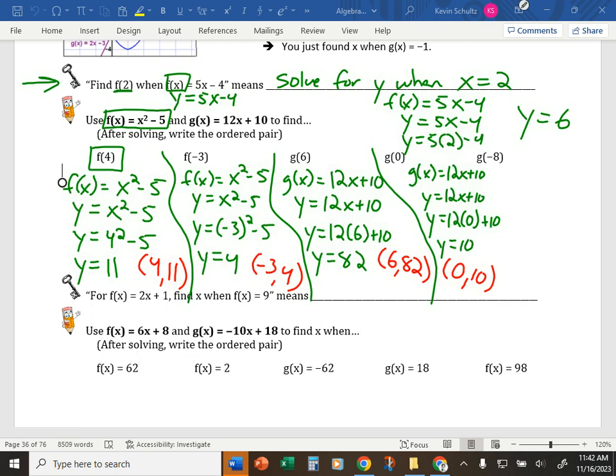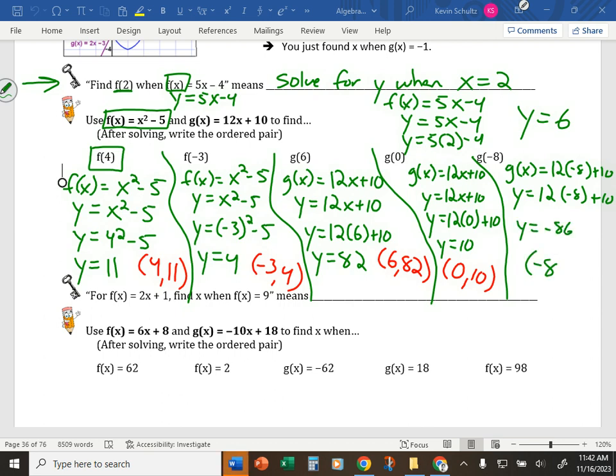All right, very good. For g of -8, again, the g of x equation. G of x equals 12 times -8 plus 10. Y equals 12 times -8 plus 10. 12 times -8 is -96, plus 10. Y equals -86. So your ordered pair, when x is -8, y is -86. Are we good? Okay.